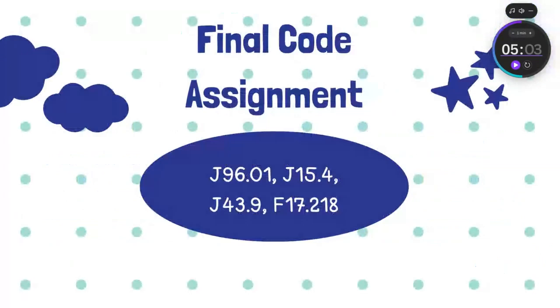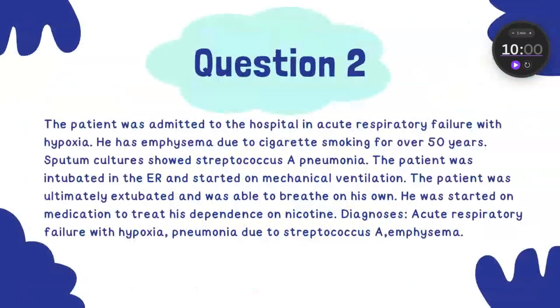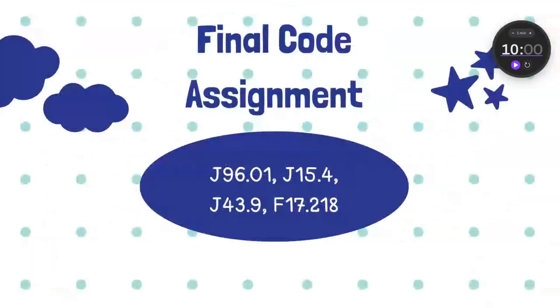So we have the respiratory failure with hypoxia as the principal diagnosis. And although the patient had respiratory failure and pneumonia on admission, if you look at the treatment, most of it was directed towards the respiratory failure, which is why we put the respiratory failure first. The patient was dependent on some nicotine. They had the emphysema. They also had pneumonia, and it was pneumonia due to Streptococcus A, followed by the emphysema. Questions on this one?